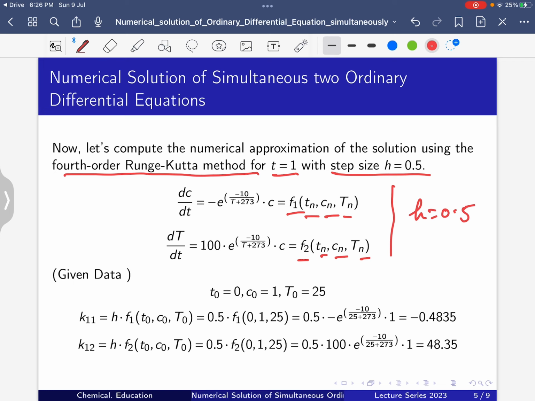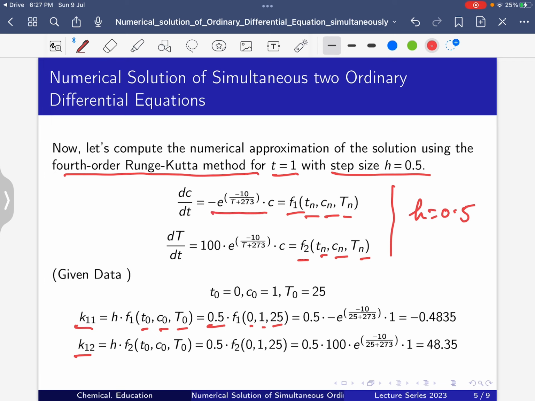Now we have to calculate k11 for the first ODE and k12 for the second ODE. First for the first ODE, we are going to calculate k11, which is equal to h into f1(t0, c0, T0). We know the t0 value, c0 value and capital T0 value. So h is equal to 0.5, and for function 1 we use 0, 1, 25: t0 is 0, c0 is 1 and T0 is 25.